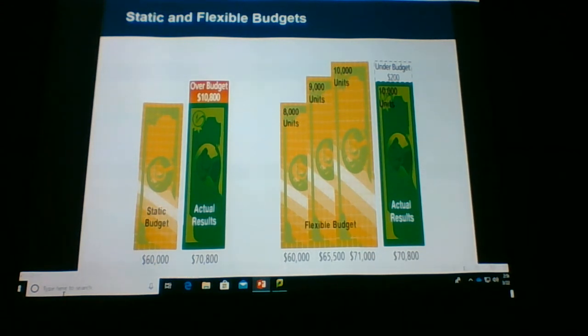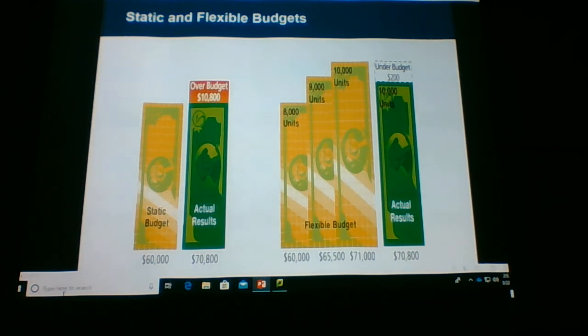But what ended up happening, as I'm looking at this, is our static budget was for 8,000 units of production, but we actually produced 10,000 units. Therefore, it looks like we've gone over budget in terms of our cost by almost $11,000. Well, sure we did, because our production increased by 25%. Our cost should go up.